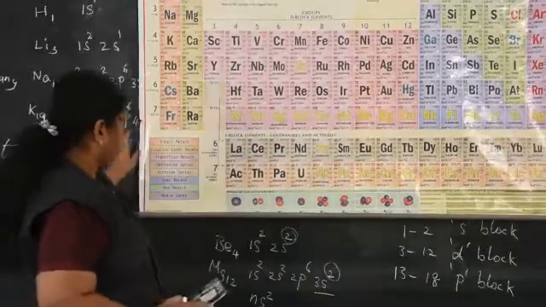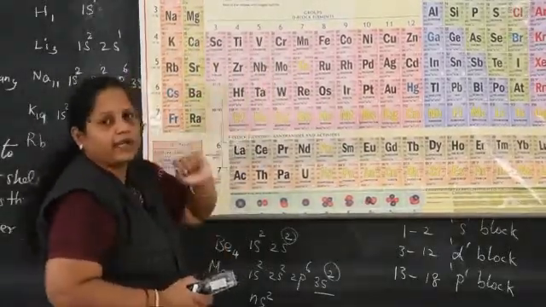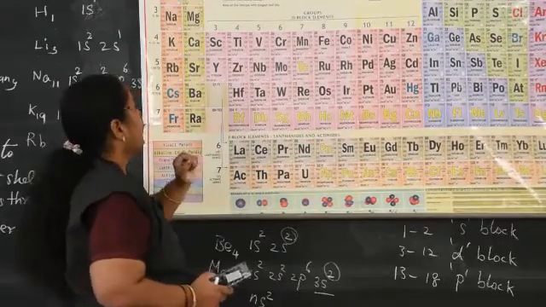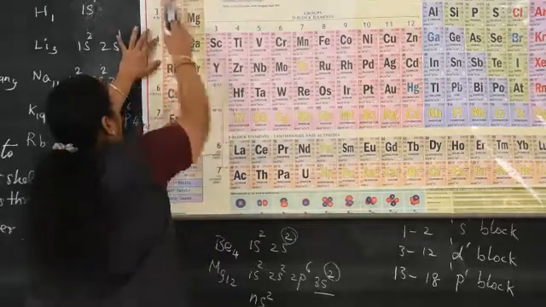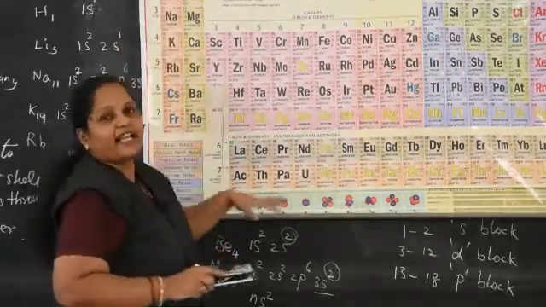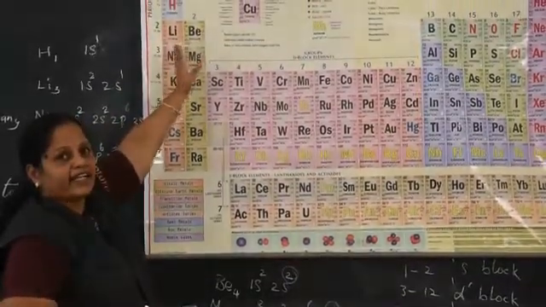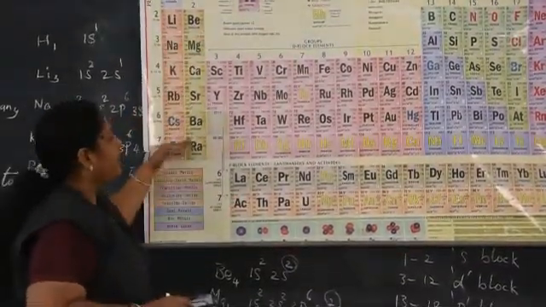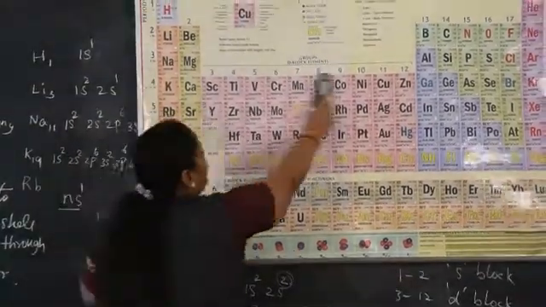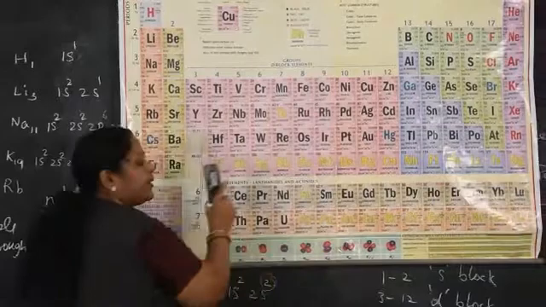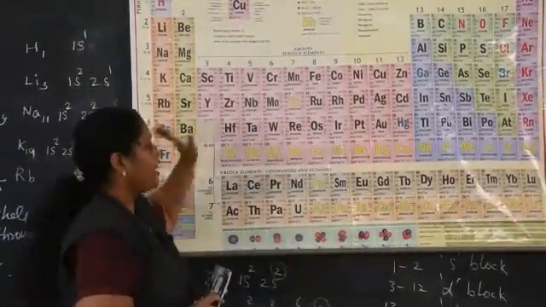Among these, some are metals, some are non-metals, some are semi-metals. When we move from top to bottom down the group, metallic character increases. At the top, non-metallic character is more. At the bottom, metallic character increases. But all these 40 elements in D block are metals only.